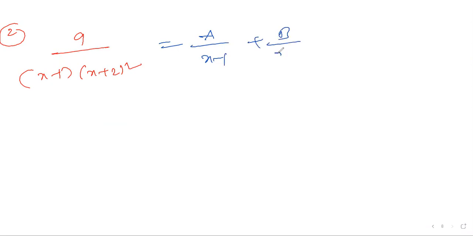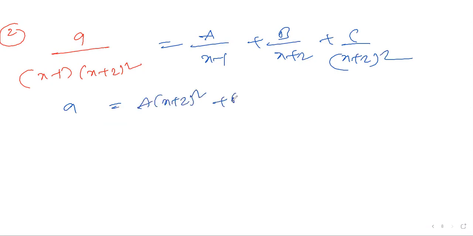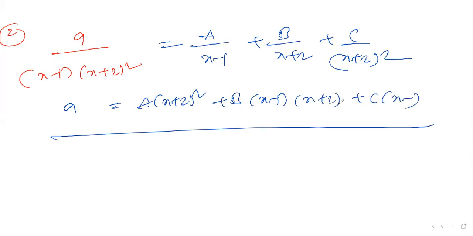Because this is already known, I don't want to waste your time. (x plus 2) whole square. Toppers, let's start work here. A by (x minus 1) plus B by (x plus 2) plus C by (x plus 2) whole square. So 9 is equal to A times (x plus 2) whole square, B times (x minus 1) into (x plus 2), C times (x minus 1). Still clear, right?